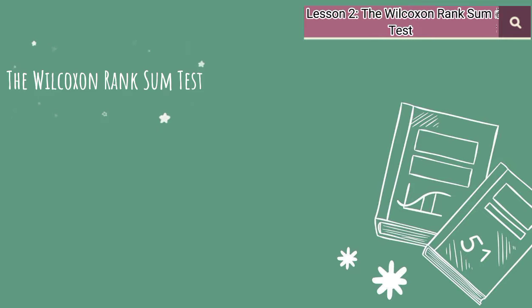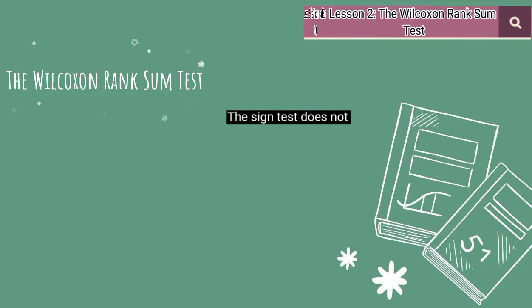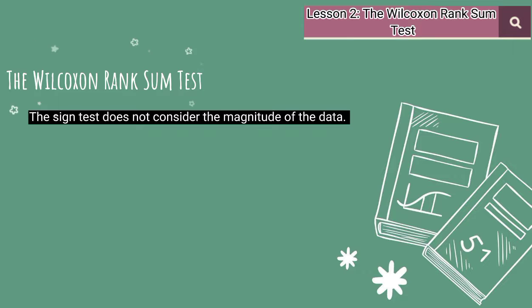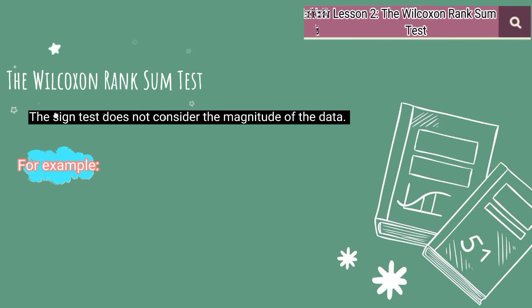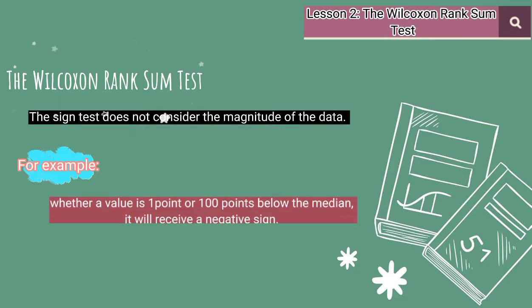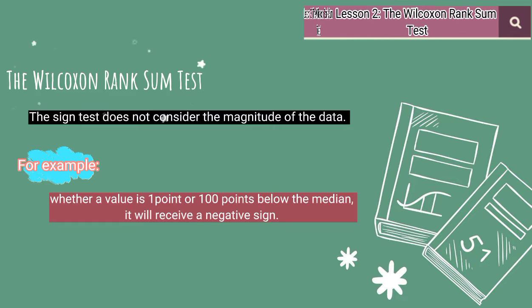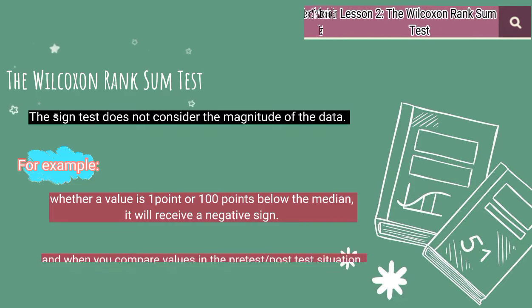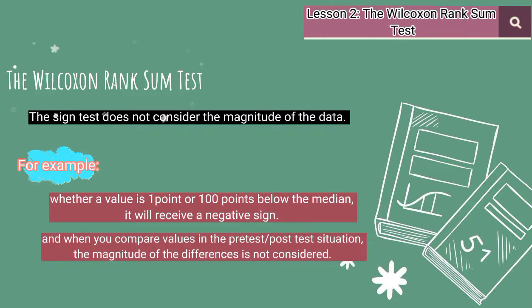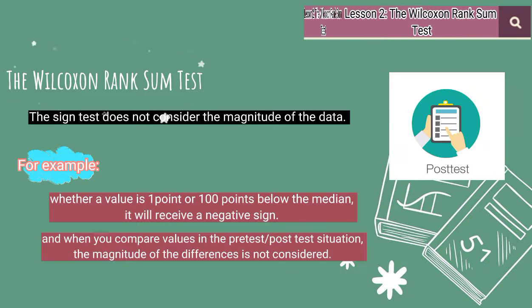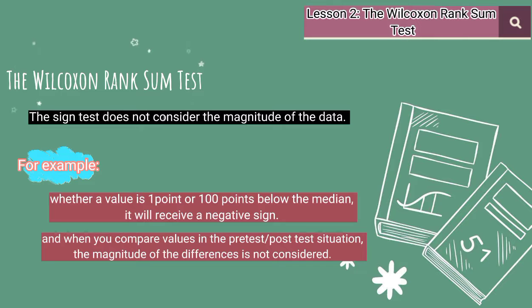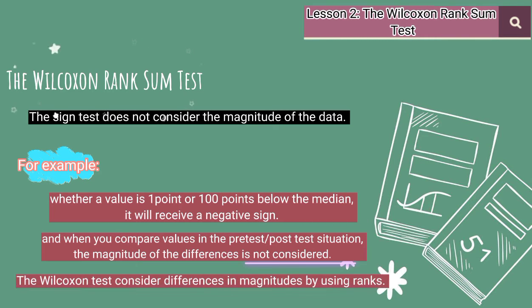The Wilcoxon Rank Sum Test. The sign test does not consider the magnitude of the data. For example, whether a value is 1 point or 100 points below the median, it will receive a negative sign. And when you compare values in the pre-test or post-test situation, the magnitude of the differences is not considered. The Wilcoxon test considers differences in magnitude by using ranks.